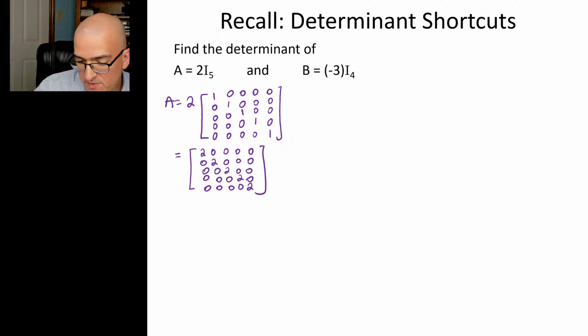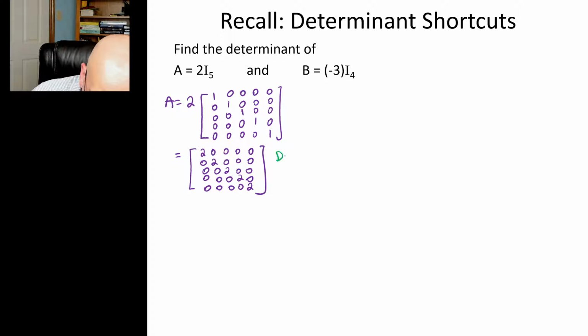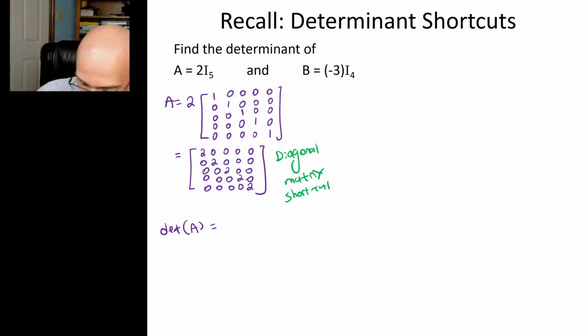Okay, and then the determinant of a diagonal matrix is the product of the terms along the diagonal. So this is the diagonal matrix shortcut. So determinant of A, or determinant of 2I5, is 2 times 2 times 2 times 2 times 2 from that shortcut, which is 32.